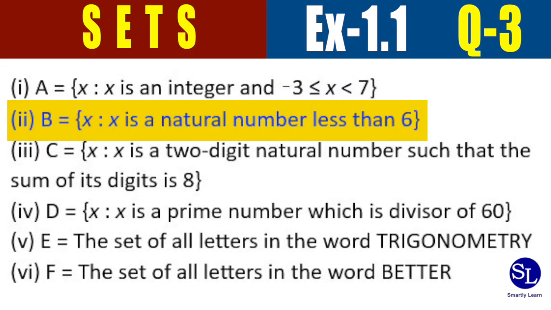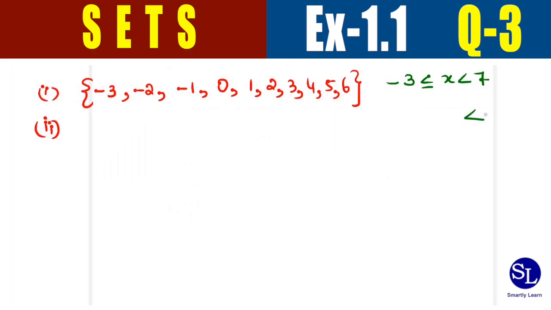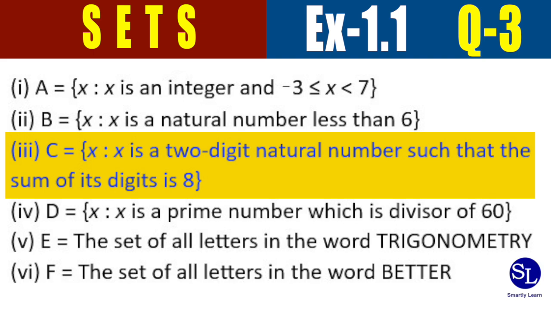Now the next is subdivision 2. x is a natural number less than 6. So they have said it is going to be less than 6. We know that natural numbers start from 1. So you can simply write open braces 1, 2, 3, 4, 5. Less than 6, so in this case I'm not including the 6.